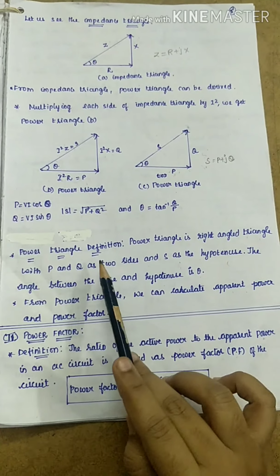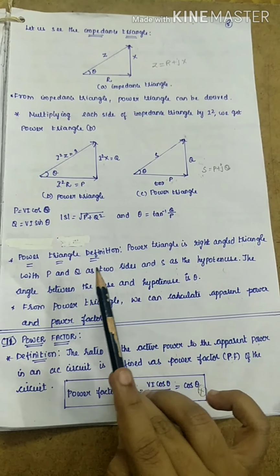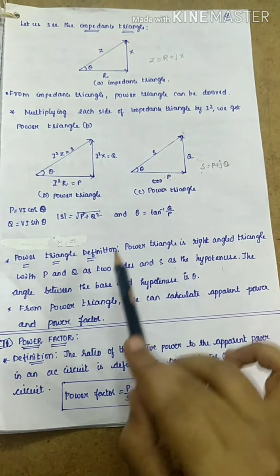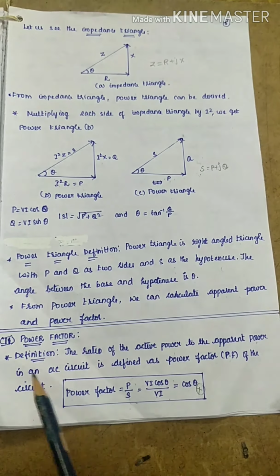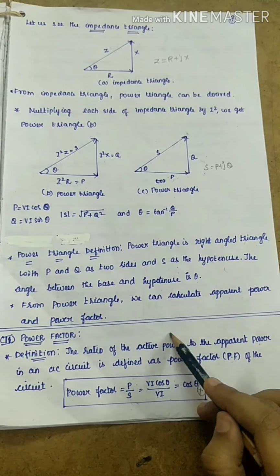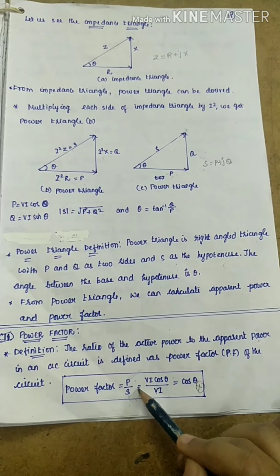Here I have given the definition for the power triangle. It is the right angle triangle with P and Q as two sides and S as the hypotenuse, and theta is the angle between the base and the hypotenuse. Now let us see what power factor is. It is the ratio of active power to the apparent power. So P is the active power, S is the apparent power.